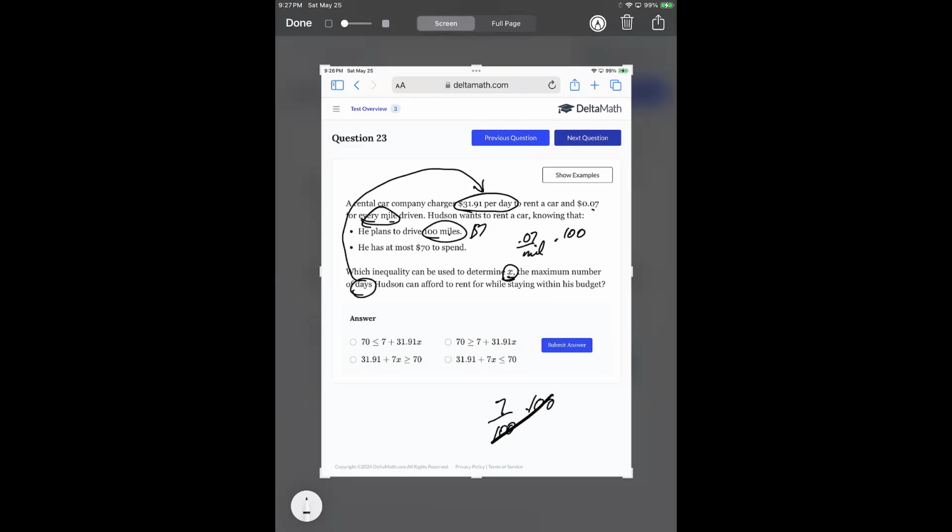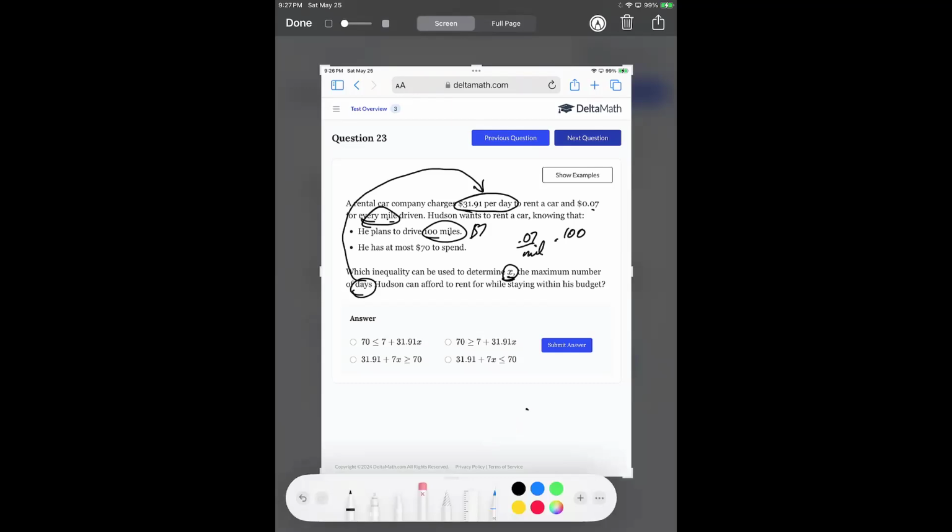So let me get rid of this. All right, so we got word problems. Let's see here. So now we know he cannot go over $70 because that's his budget. And we also know that he's already spent $7 driving 100 miles. So now what we need to figure out is $31.91 per day times X, the number of days, will tell us how much money he's going to spend.